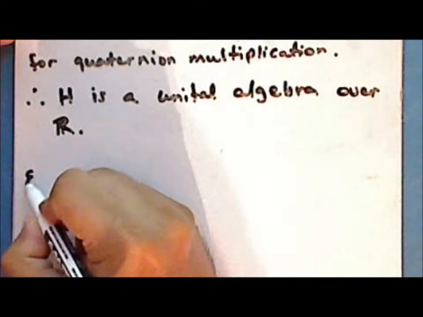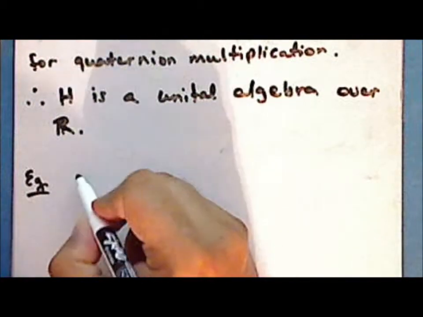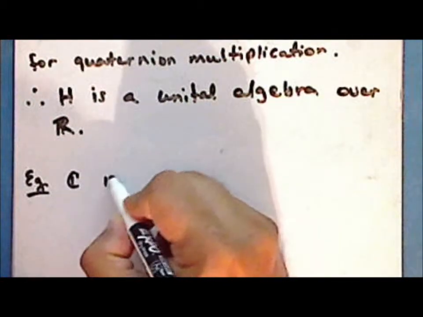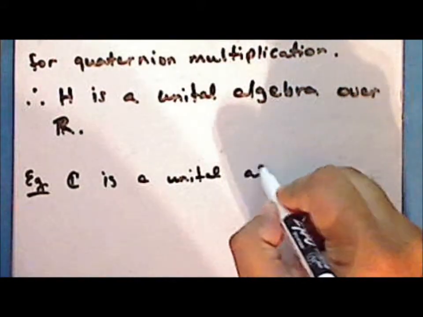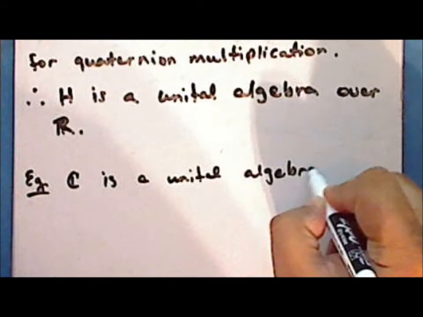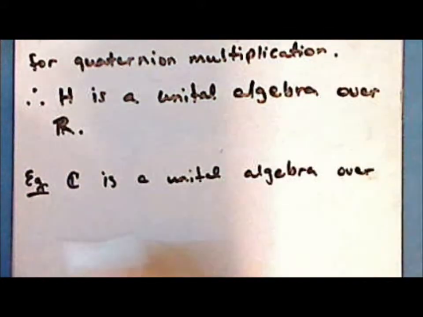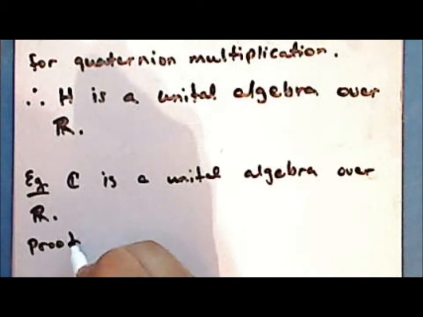So next we will show that the complex numbers is a unital algebra over the field of real numbers. So proof.